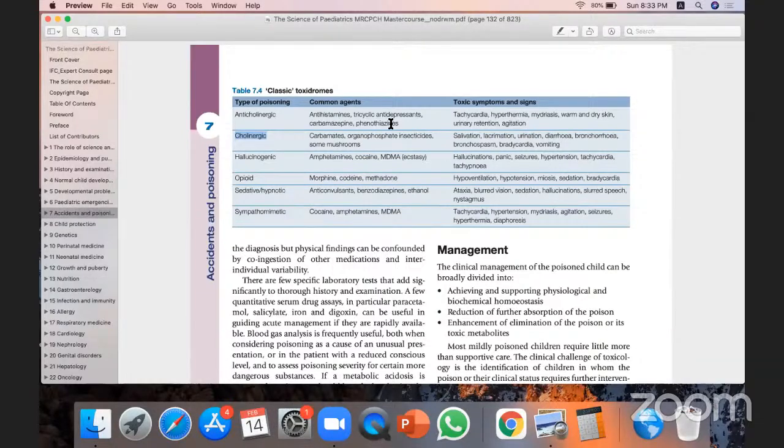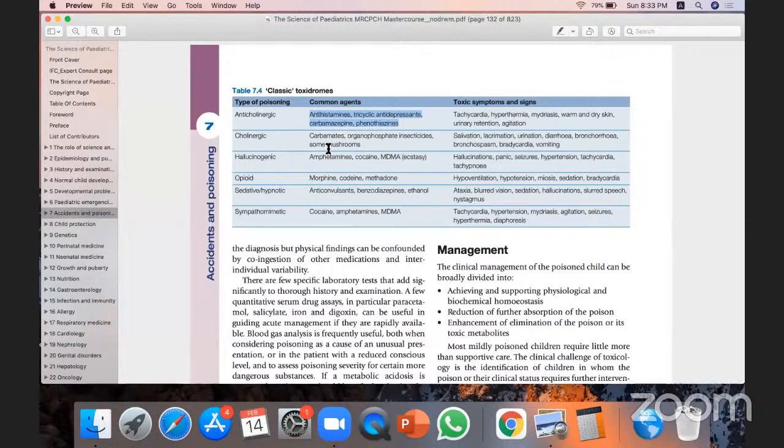Anticholinergic drugs are which type of drug? Atropine. And cholinergic drugs are which type? OPC, organophosphorus poisoning. So remember, atropine is the antidote of OPC poisoning. OPC is a cholinergic drug and atropine is an anticholinergic drug. Also, tricyclic antidepressants, carbamazepine, and phenothiazines have the same effect as atropine. So remember these drugs' side effects and the antidote. Cholinergic drug OPC poisoning is very dangerous.